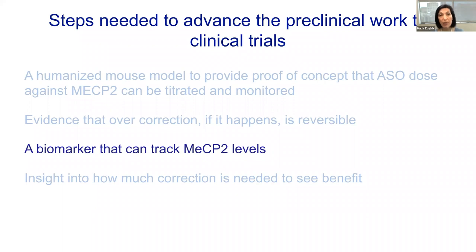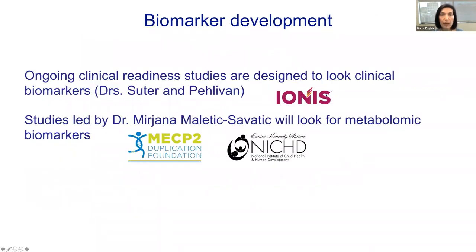The best way to do that is to get something that tracks with MECP2 level, that is sort of a barometer of where the MECP2 level is. And this is what we are working on. Now, biomarker development could be anything. It could be a clinical biomarker. And I think you've probably heard from Dr. Suter and Pelivan, through the Ionis funded study, that they're working diligently to find such biomarkers.